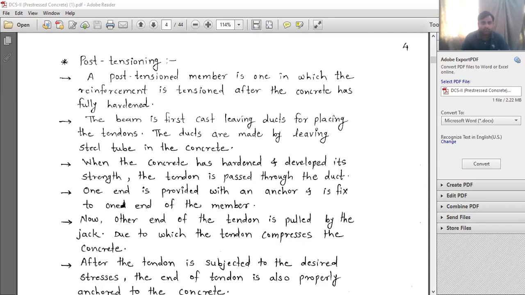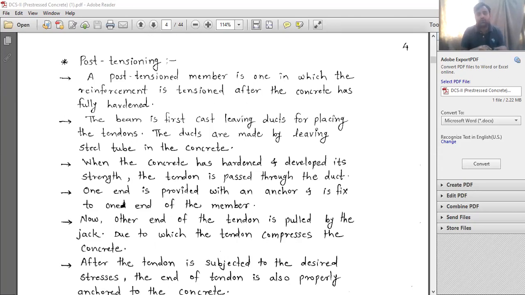So the next point is post tensioning. Now you can easily tell that post tensioning means after pouring of the concrete, the tendons are tensioned. That is nothing but post tensioning. So post tensioning: a post-tension member is one in which the reinforcement is tensioned after the concrete has fully hardened.